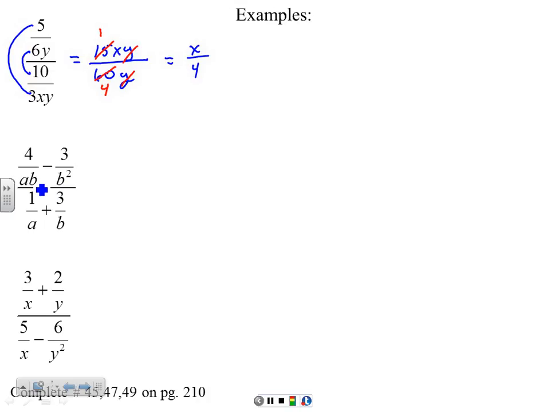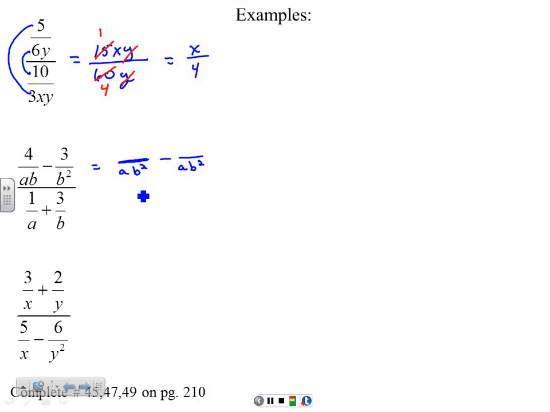I need to find a common denominator, which for the top is going to be a and a b squared. There's already a b in common. But I have another b here and an a here, so I need to include everything. So that's where I get ab squared from.